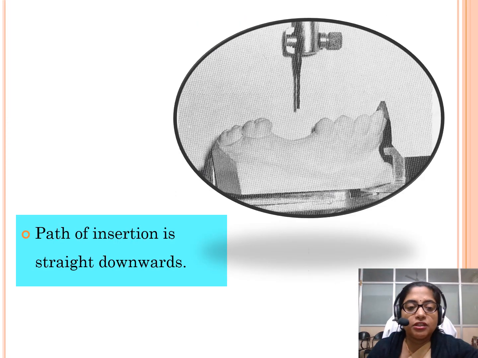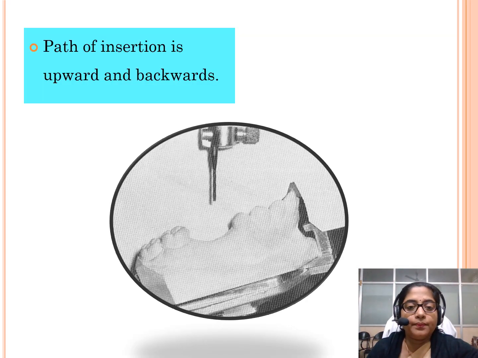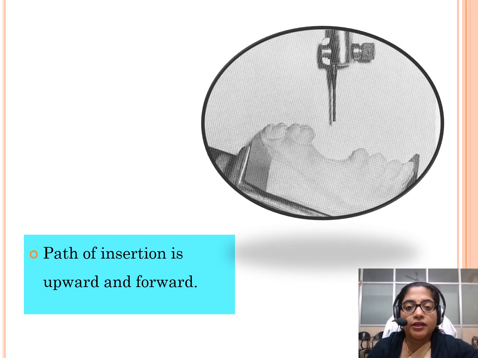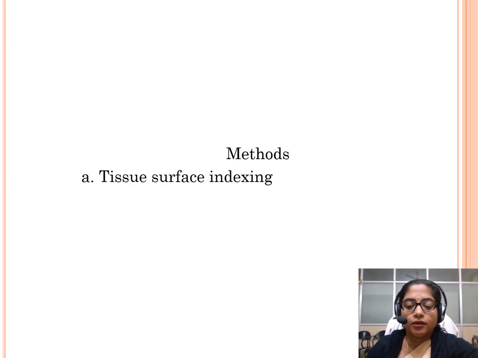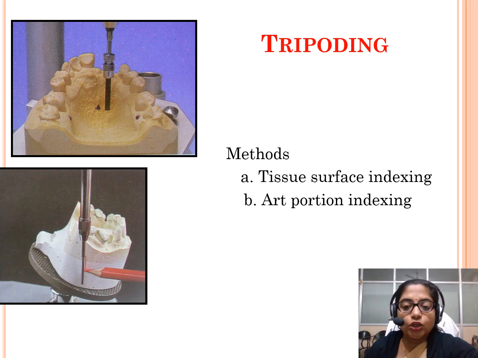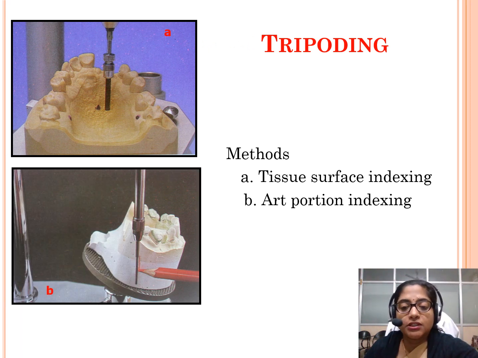The path of insertion in a 0-degree tilt is straight downwards. Now here the cast is tilted, so the path of insertion is upwards and backwards. Here the path of insertion is upward and forward. Once we have decided the tilt of the cast, we have to preserve that particular tilt, because if we want to survey the cast again, we need to reproduce that tilt.